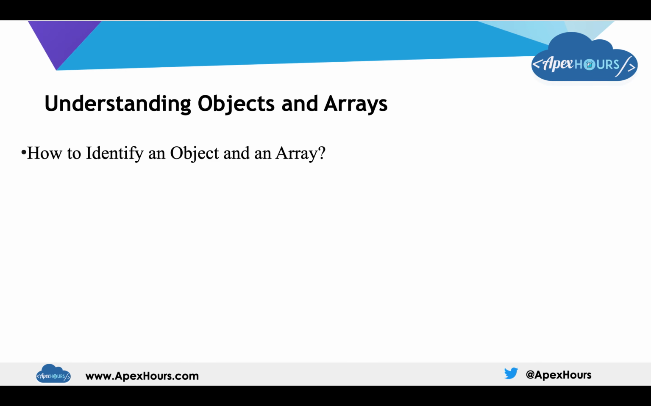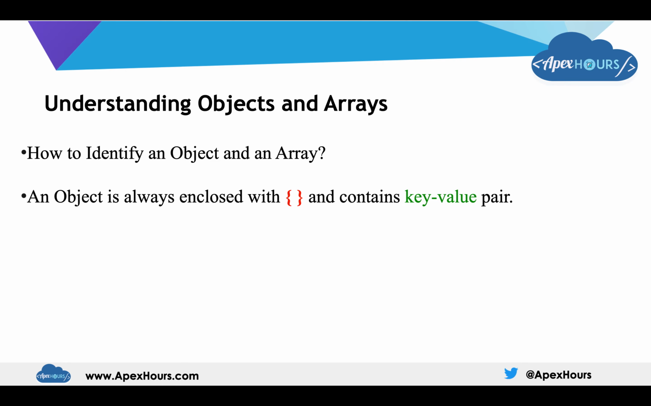How to identify an object and an array? Object, very simple. I will give you some syntax, some things that you can remember by heart, that will be easy. Whenever I say object, that object is always enclosed with curly braces, the red color ones which I have given, and it should always contain a key value pair. That means that is an object. So an object is always enclosed within curly braces and it should have a key value pair.